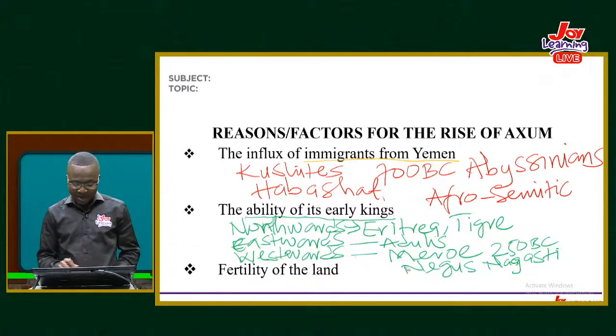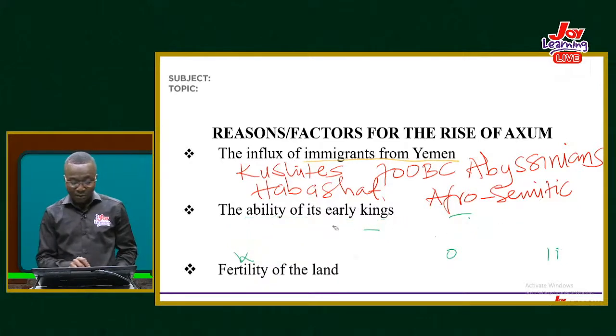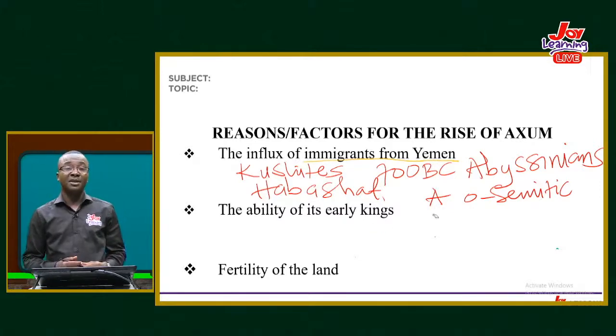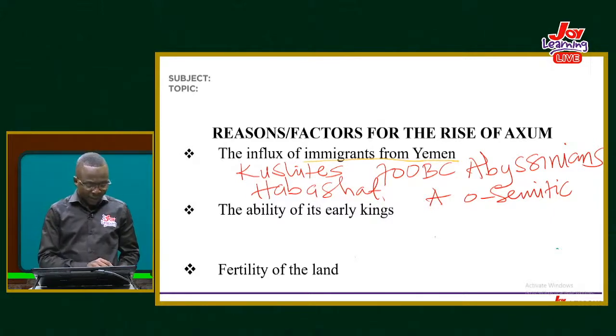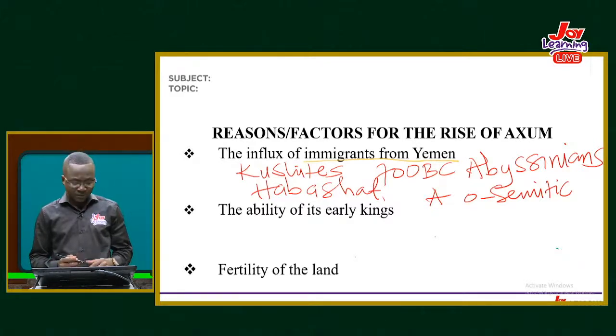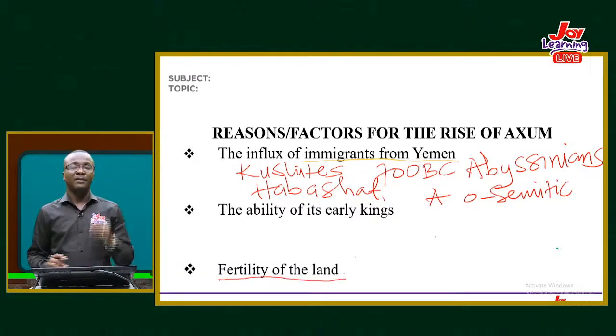I hope by now you are appreciating how the kingdom of Axum arose in the 4th century until it fell in the 8th century, which we'll be looking at later on. Now, I want to look at the third reason or the third factor that contributed to the rise of Axum. The third factor that contributed to the rise of Axum is the fertility of the land.